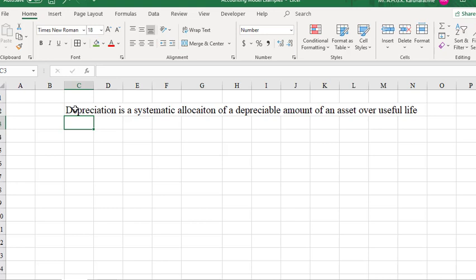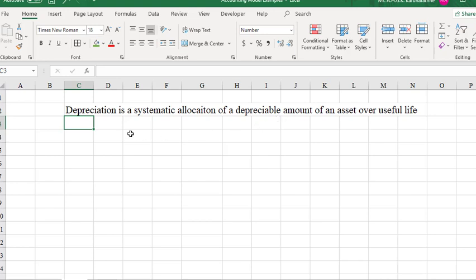Just to refresh your knowledge, I typed this definition in line with LKAS 16. I hope you have studied it, but even if you don't remember the definition, don't worry, you are not going to be penalized for that. But it's good if you know this basic concept. This is in line with LKAS 16, the property, plant and equipment accounting standard. Depreciation is a systematic allocation of a depreciable amount of an asset over the useful life.